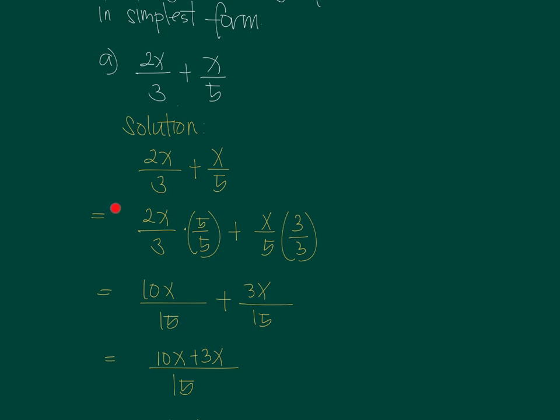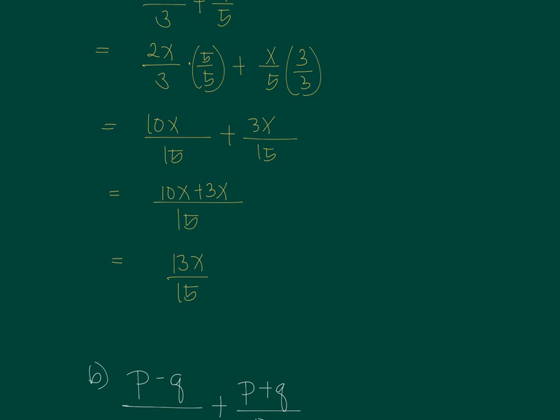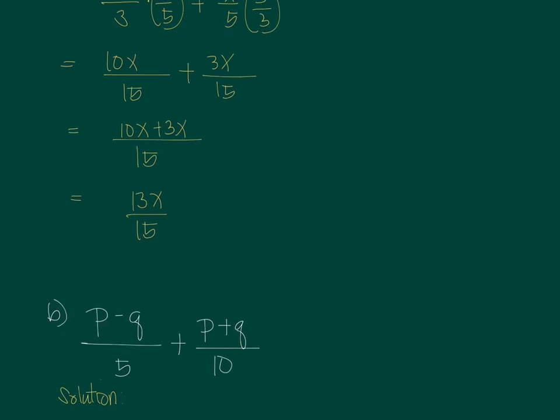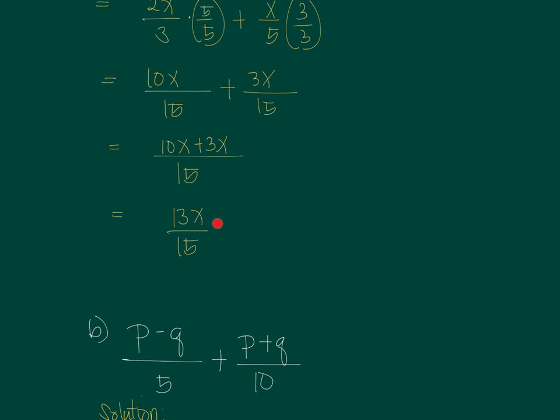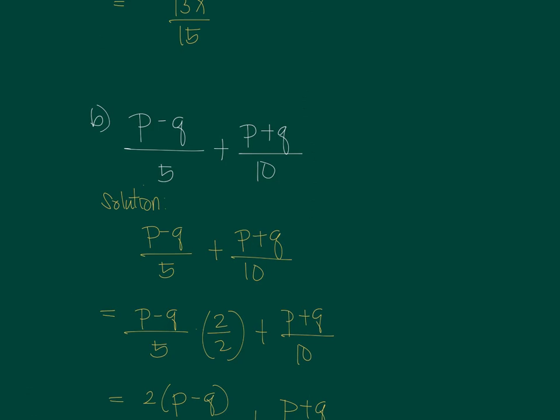And when you simplify, 3 times 5 is 15. 2x times 5 will be 10x. x times 3 is 3x. Now that we have the same denominators, we can combine them in a single fraction. So you have 15, and then a single fraction, that means 10x plus 3x. And 10x plus 3x is basically 13x. So we have the final answer as 13x over 15.